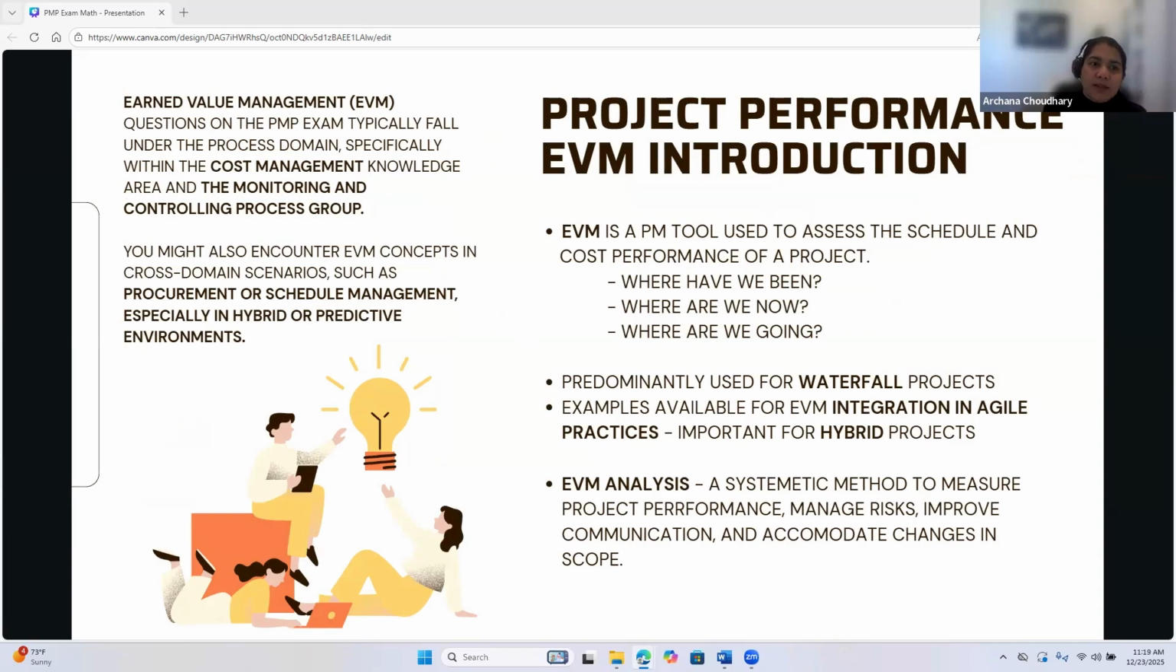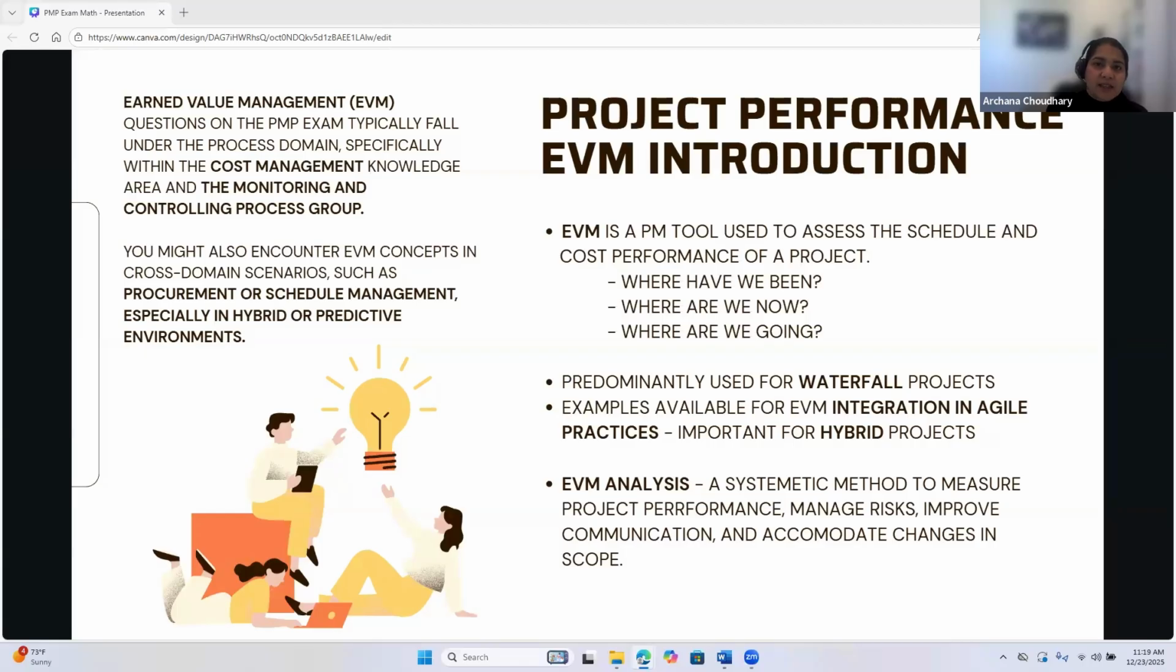So on the PMP exam, EVM questions typically fall under process domains within the cost management knowledge area and monitoring and controlling process groups. However, EVM concepts may also appear in cross-domain scenarios, such as procurement or schedule management, especially in hybrid or predictive project environments. At its core, EVM provides a systematic method to measure project performance, manage and mitigate risk, improve communications among stakeholders, and accommodate changes in project scope effectively.